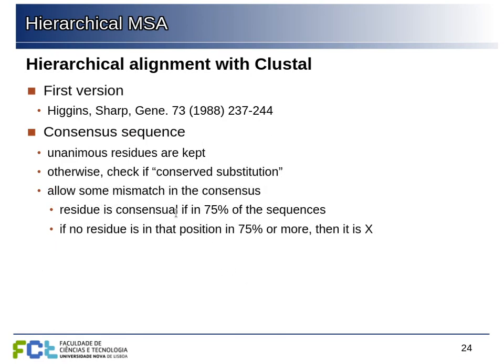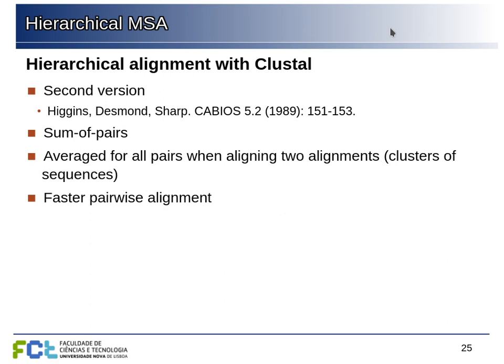There is also some tolerance to decide what is consensual, so it would have to be present in 75% of the sequences. If it's not consensual, then in the consensus sequence, that position is marked with an X. An X indicates any possible residue, so that when computing the alignment, it doesn't matter what falls matching with the X. The second version used the sum of pairs for scoring the multiple sequence alignment, and it used a faster alignment method for aligning the clusters of sequences.